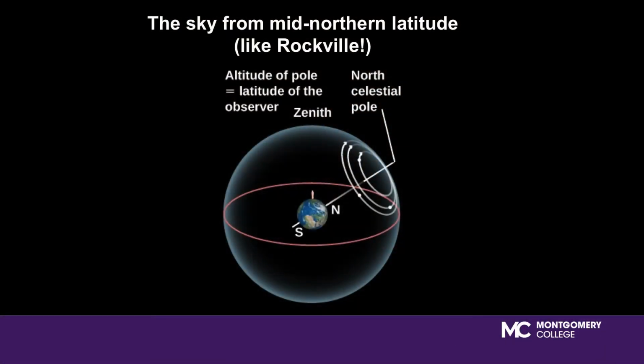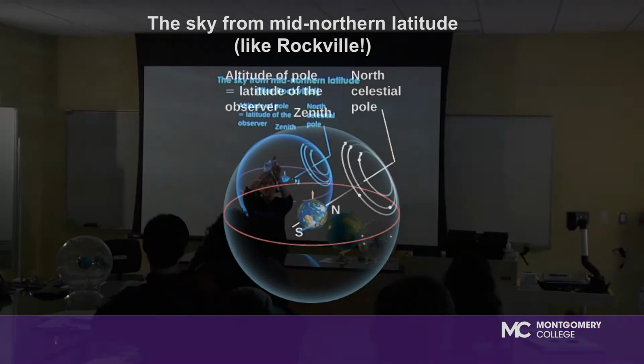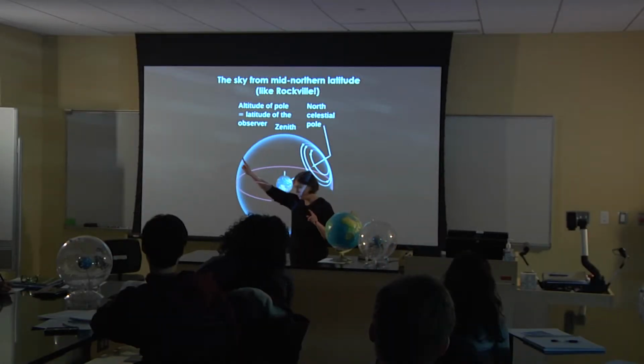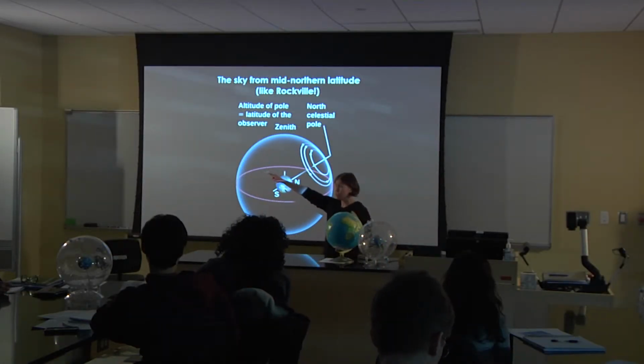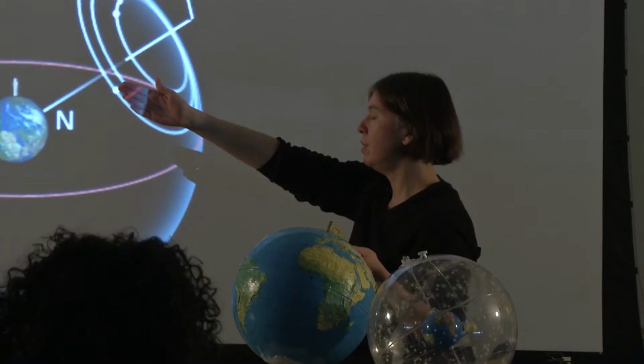Right. Here is the sky from Rockville, what the sky looks like from Rockville. Again, we start at the North Pole, walk to our latitude, which happens to be 39 degrees. We're 39 degrees above the equator. That means Polaris is 39 degrees above the northern horizon. Think about what happens when you face north.